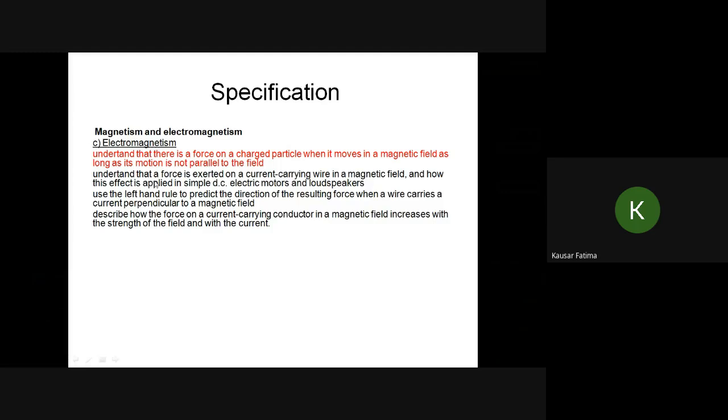You will understand at the end of this topic that a force is exerted on a current carrying wire in a magnetic field. How to find out the direction of force? We will study Fleming's left hand rule, which will help us find the direction of force experienced by a conductor carrying current placed in a magnetic field. The applications of this effect are DC motor, loudspeaker, and galvanometer. These are all applications of the motor effect.